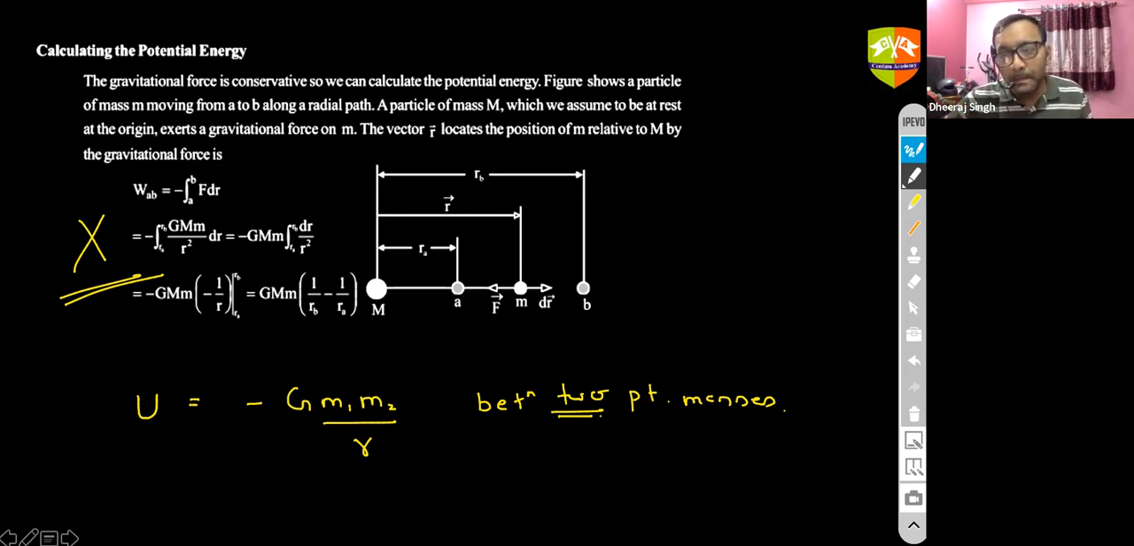But why minus here? Earlier it was plus MGH because you assumed something as zero and you were comparing potential energy. Now what you're doing is you're assuming zero potential energy when the distance between the two masses is infinite. So when distance is infinite, potential energy is maximum, which is zero. So all other potential energies will be less than zero. So that is why it is negative.